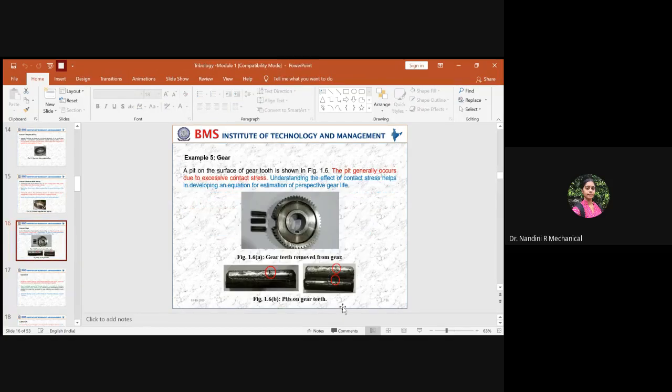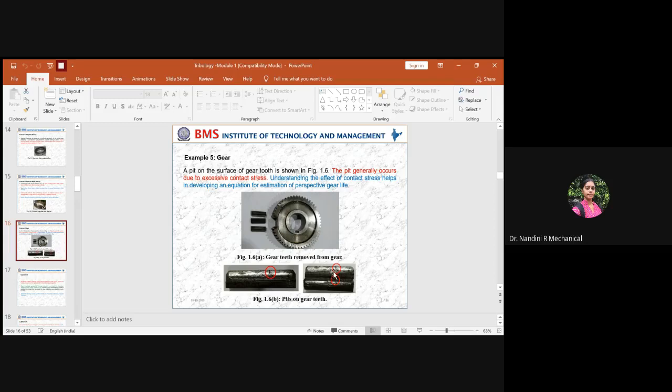So next is gear. Again, the pits on the gear teeth, right? A pit on the surface of the gear teeth is shown here in figure 1.6. You know that the pit generally occurs due to excessive contact stresses. So when it is moving continuously and you're not applying the lubricant, or the applied lubricant is not able to make the required hydrodynamic lubricant film due to lack of clearance between the contacting surfaces, it results in the formation of very high contact stresses. So due to high contact stresses, it results in the formation of pits.